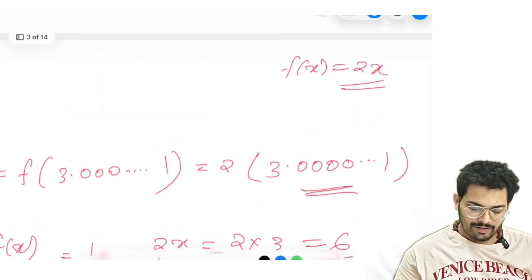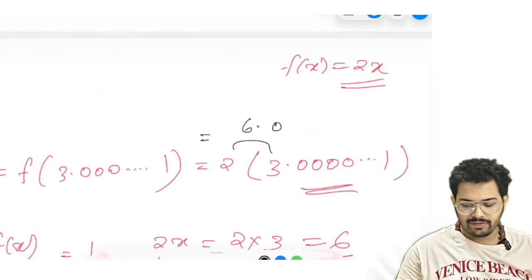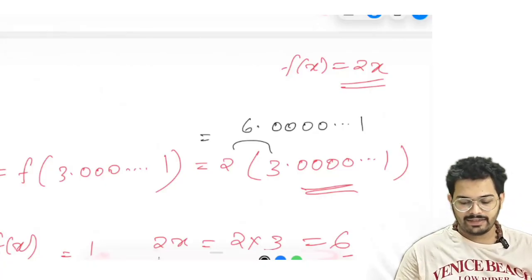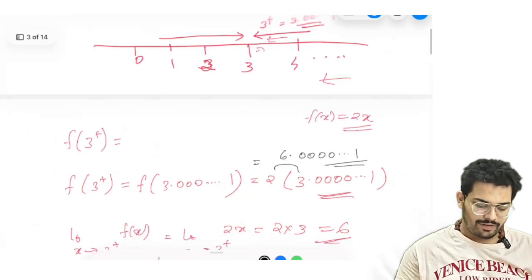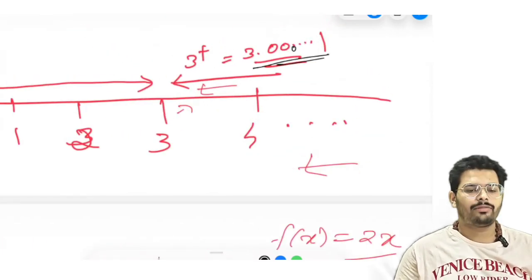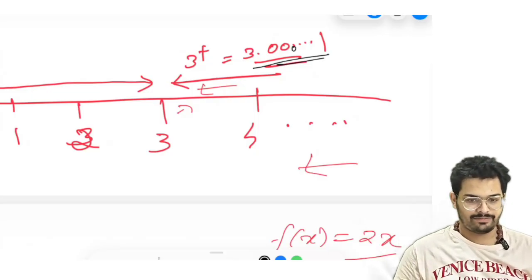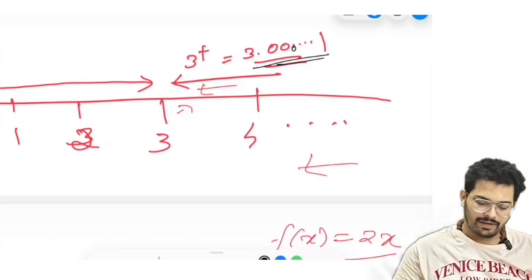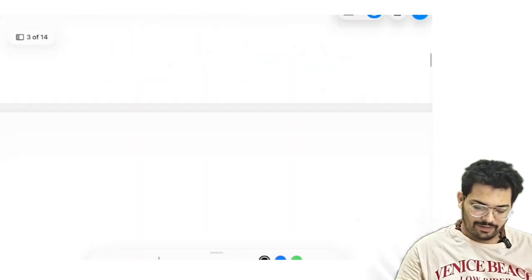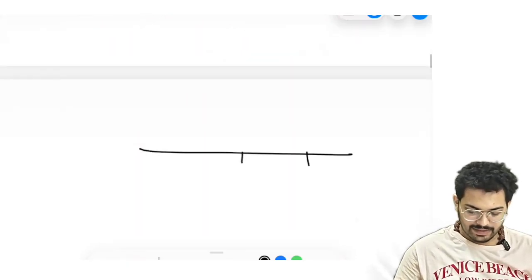But the exact value will be this one. When you calculate with this, it will be 6.0000...1. But we can't find this value, because if you claim this particular number is the smallest number, and you put in one more number, there will always be another smaller number that exists, closer to 3 plus.